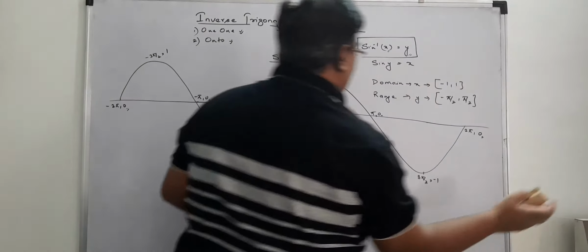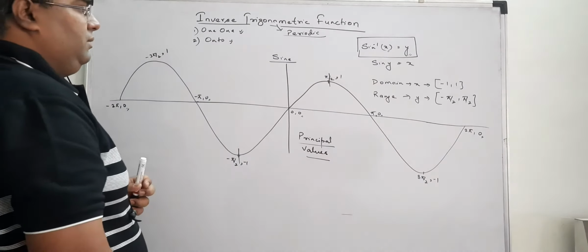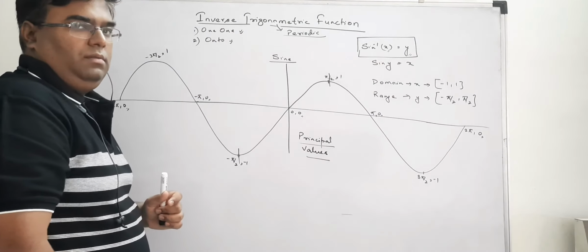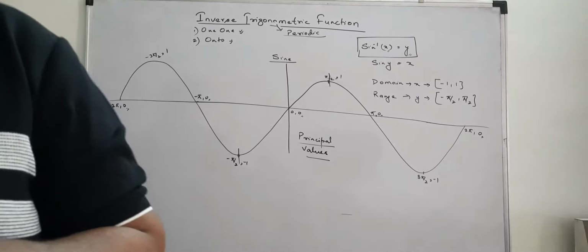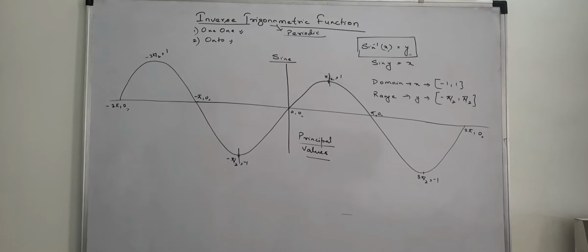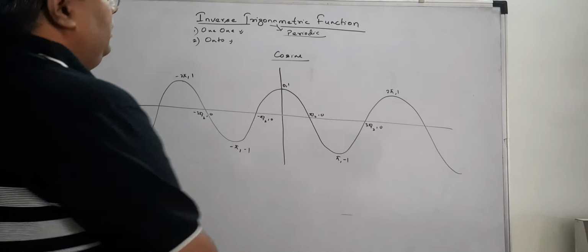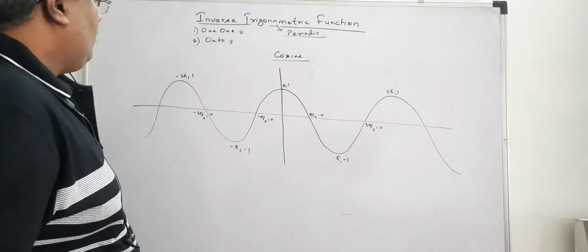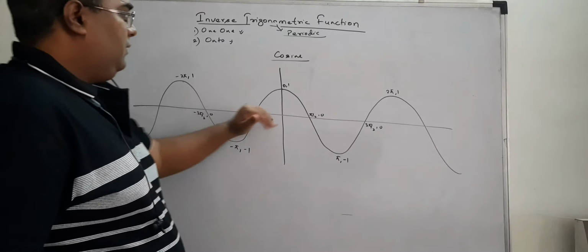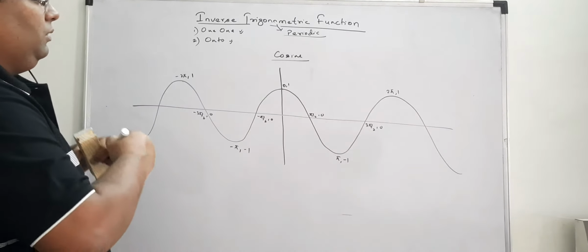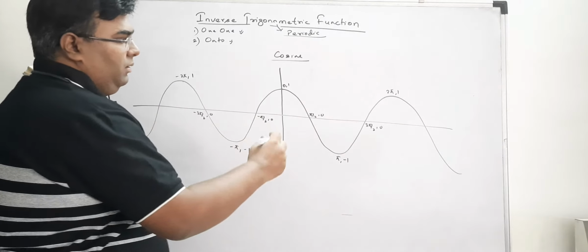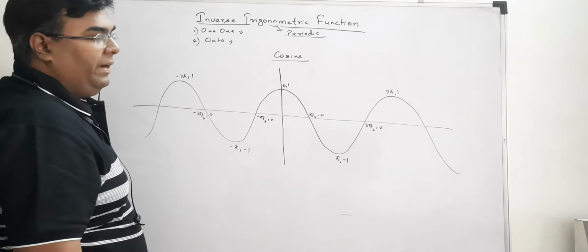Similarly, for the cosine function, I have made this graph for the cosine function. Now, again the same values are coming many times.